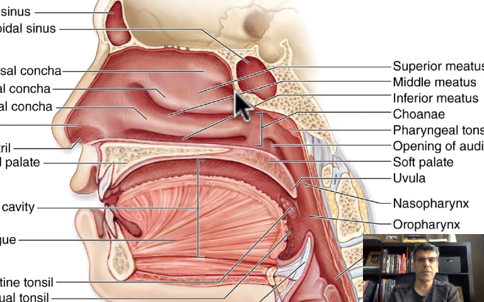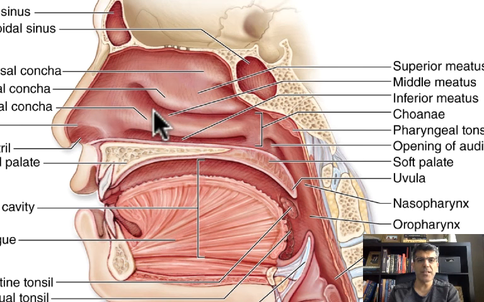Let's take a look at this picture. Here is the nasal cavity, and that is your pharynx. The opening of the nasal cavity to the pharynx, this area, is called the choanae. Choanae is the opening of the nasal cavity into the pharynx.